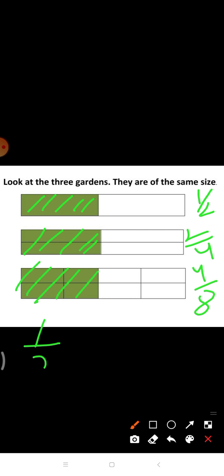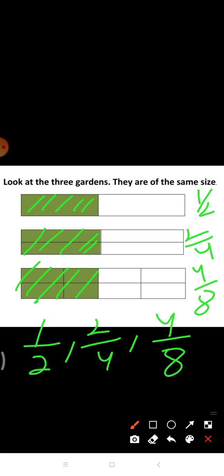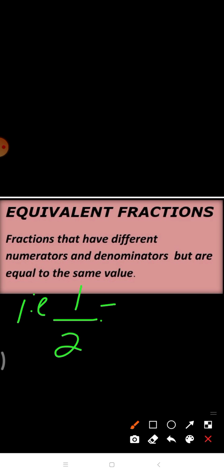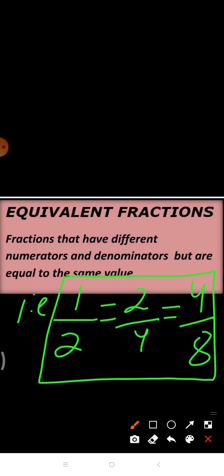Students, here 1/2, 2/4 and 4/8 all represent half part of the whole garden. So these fractions are called the equivalent fractions. Therefore, students, fractions that show the same part of the whole are called equivalent fractions. Or we can say fractions that have different numerators and denominators but are equal to the same value are called equivalent fractions. That is, 1/2 is equal to 2/4 is equal to 4/8. All these fractions are equivalent fractions.